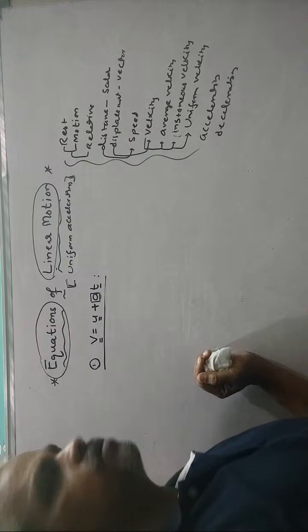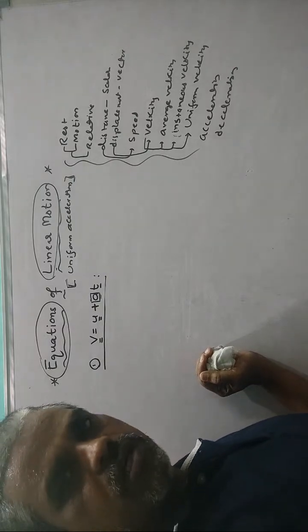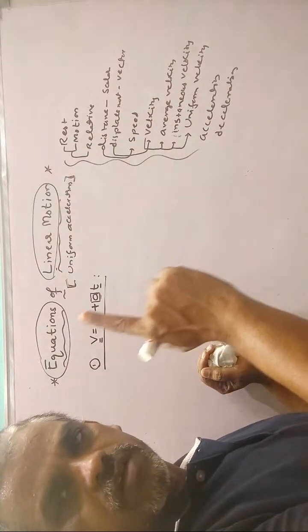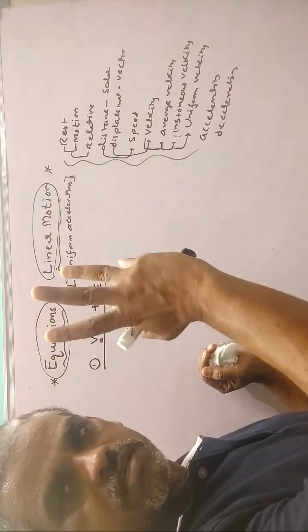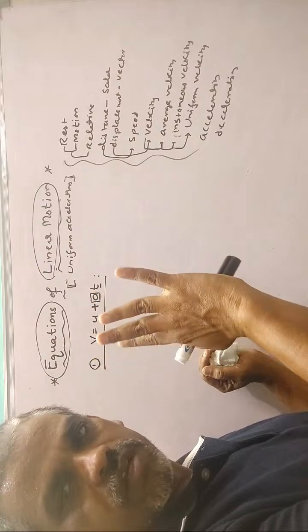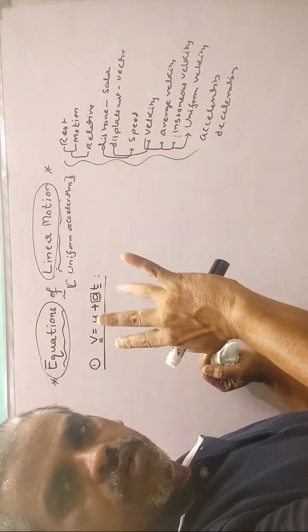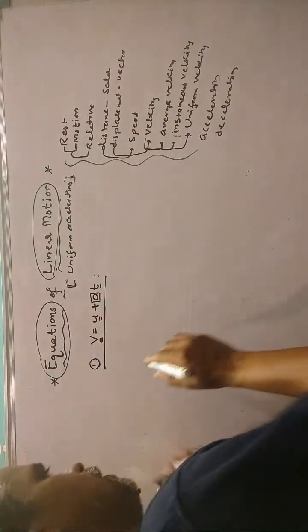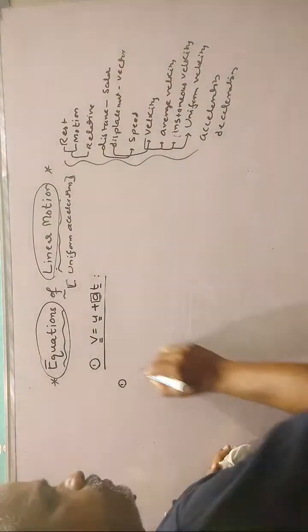Equation of linear motion. This is the first equation we have, that is v equal to u plus at. V is final velocity, u is initial velocity, a is acceleration, t is time. Here four variables are there: v, u, a, t. Right. Okay. I am giving one problem here.